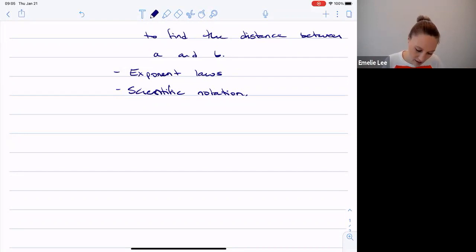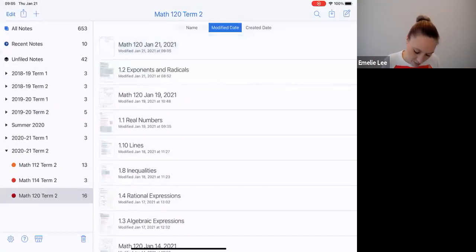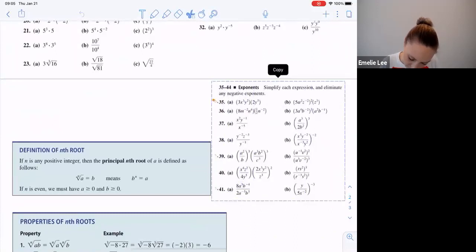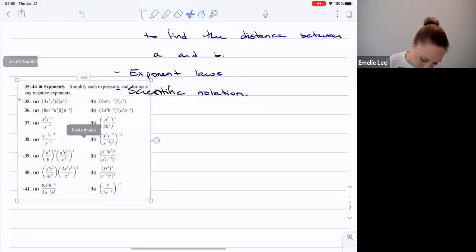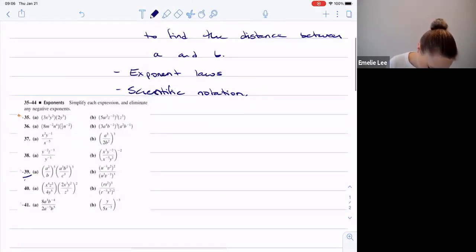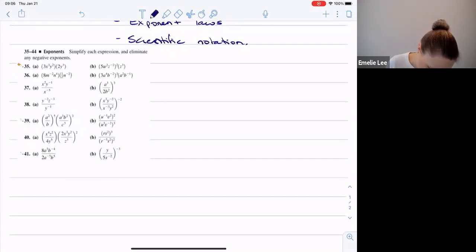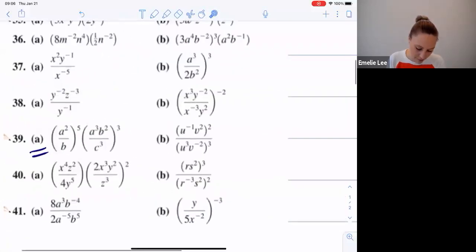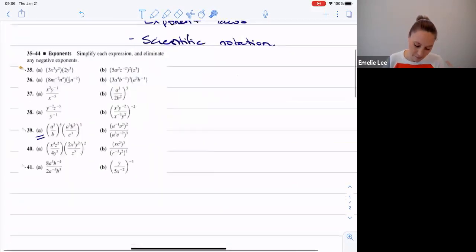Anyways, then let's do an example as review. I wanted to do number 39A. We've got a few things going on here, right? We've got that exponent on the outside that we have to bring inside using those exponent laws that we talked about last day. So this power of 5 on the outside gets brought into both the numerator and the denominator in both these cases. And then we're going to simplify as much as possible.